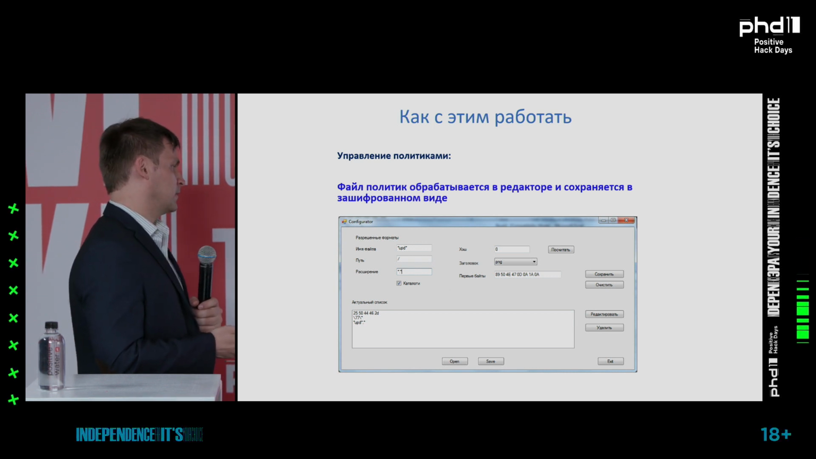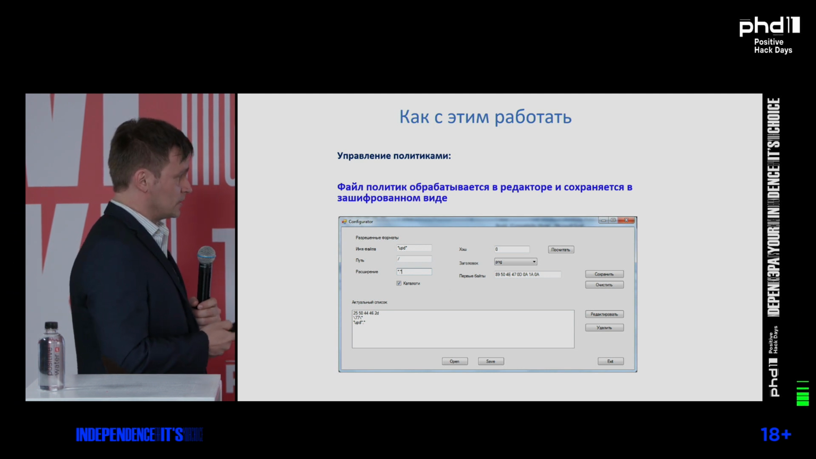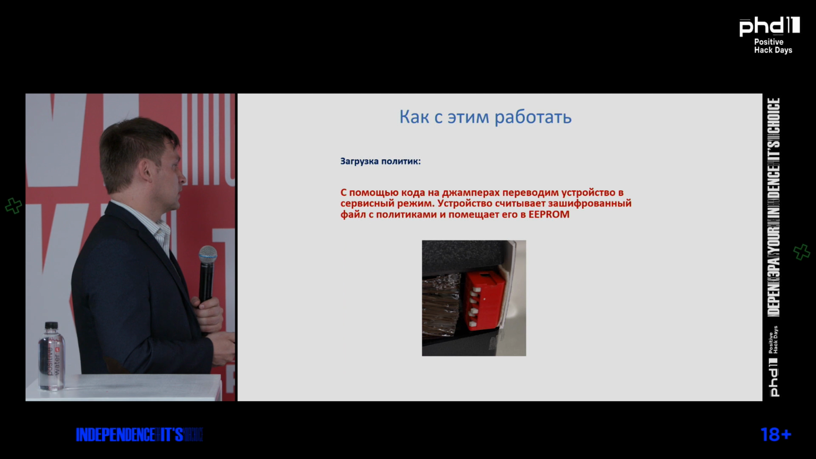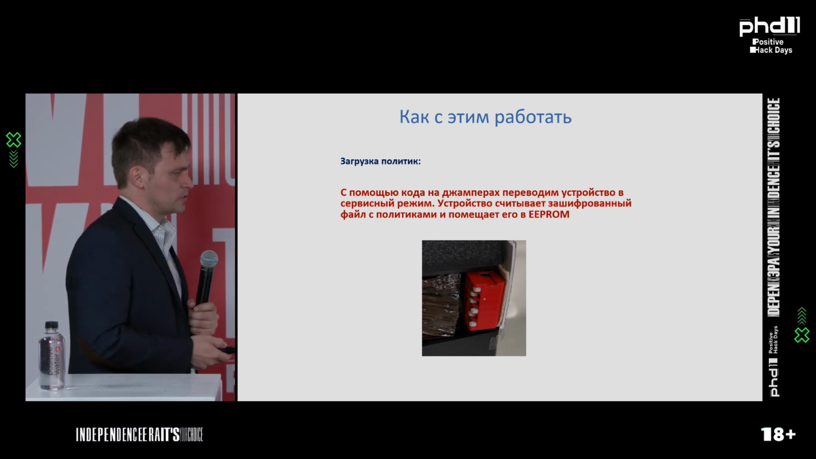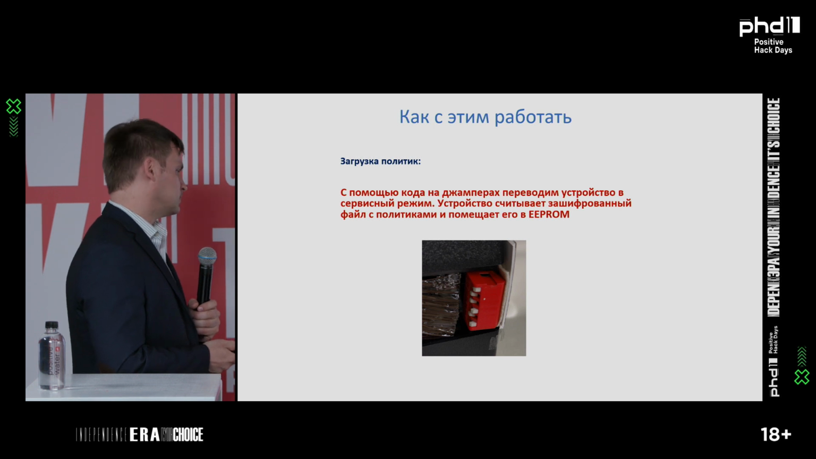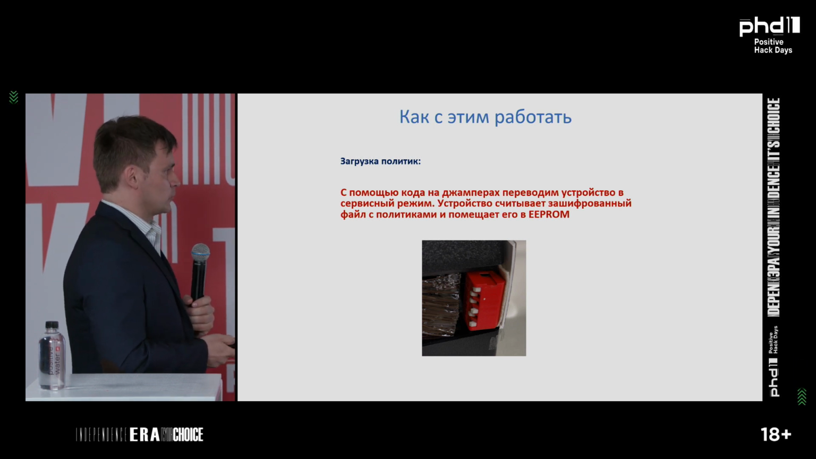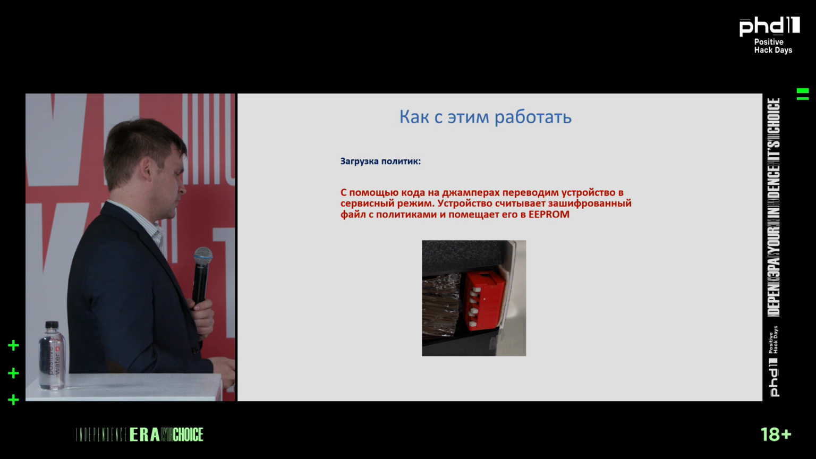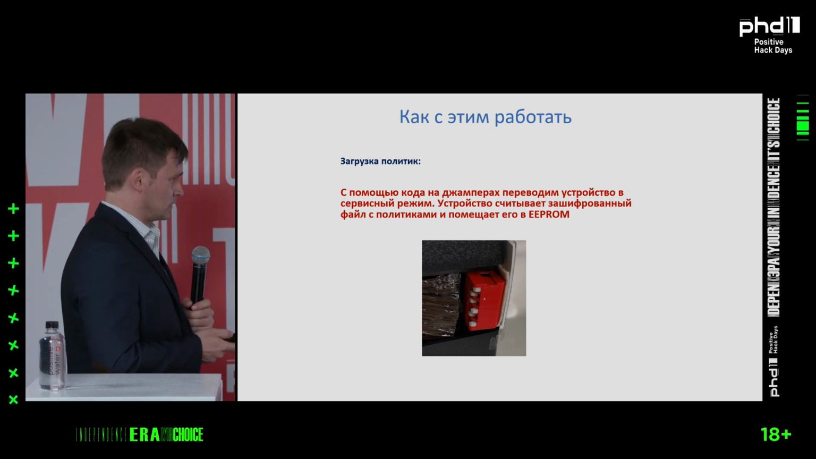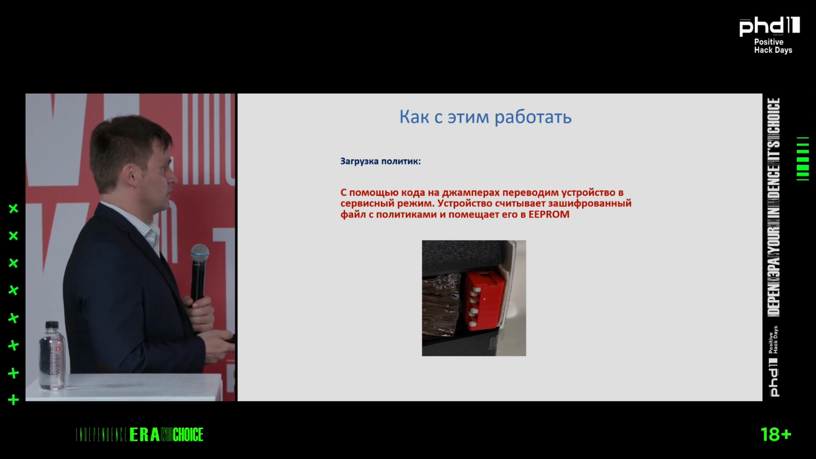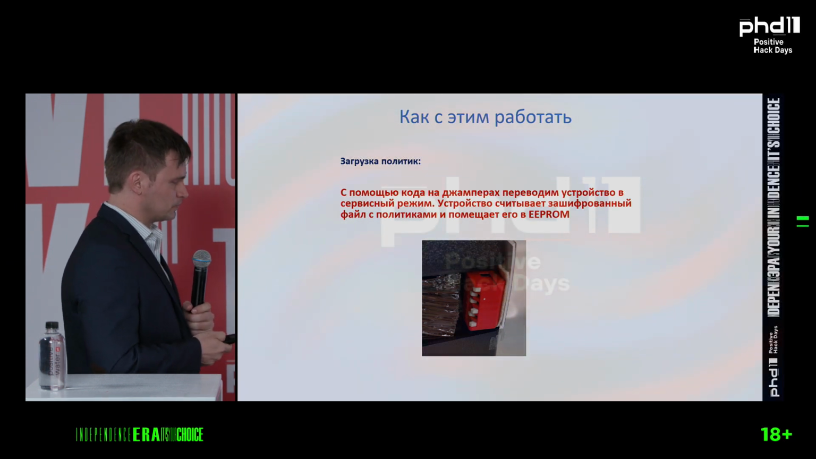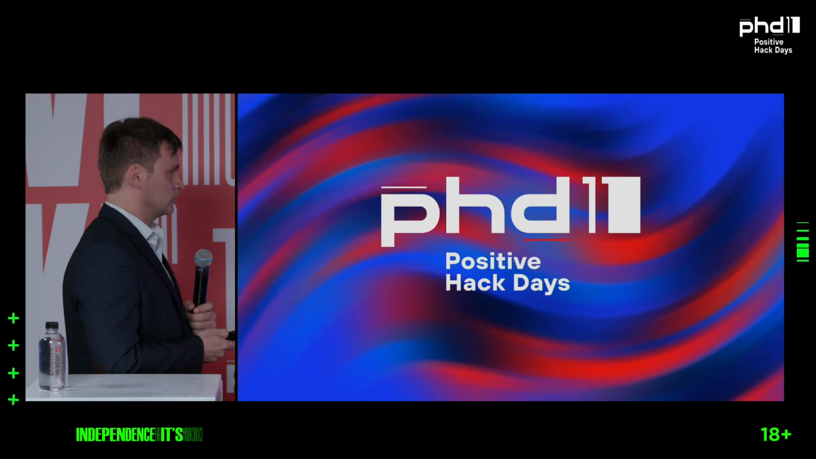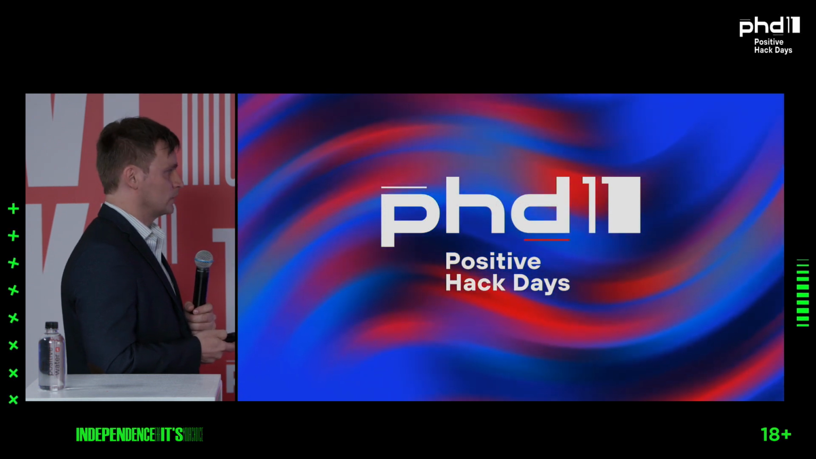Then we keep these policies, and how do we send them to the device? It is sent as an encrypted file, which is written on a USB drive, and on the device we have jumpers. We have 64 options of setting the jumpers. We set the code, the device goes into service mode, reads and decrypts this file, and all of the policies are stored in the flash memory.